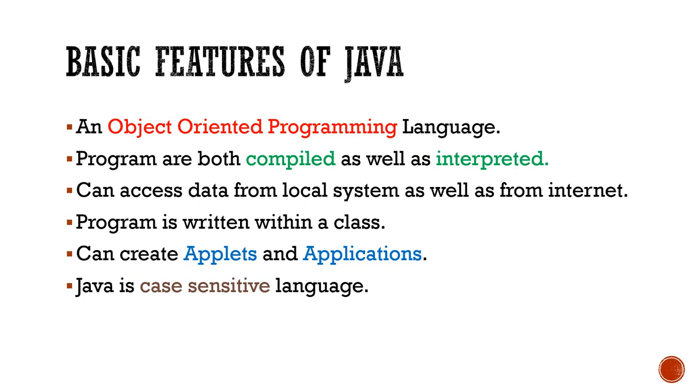Both are translators, which are used to convert the high level, that is the source program, to the object program, that is the machine code. Okay, so both are translators. Each and every language uses either an interpreter or a compiler, but Java uses both compiler as well as interpreter.